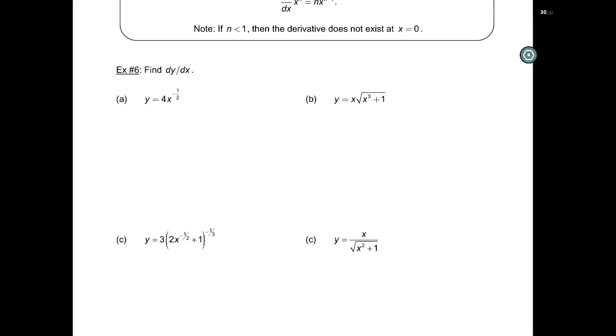What happens if you have 4x to the negative 1/2? What would dy dx be? Negative 2, x to the negative, good. So negative 2 over x to the 3/2.